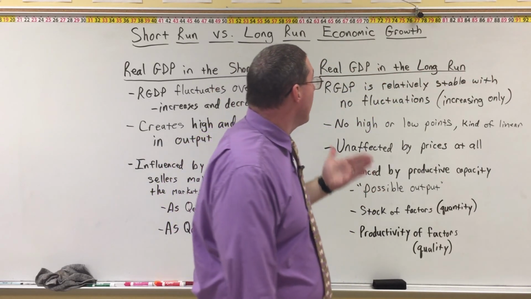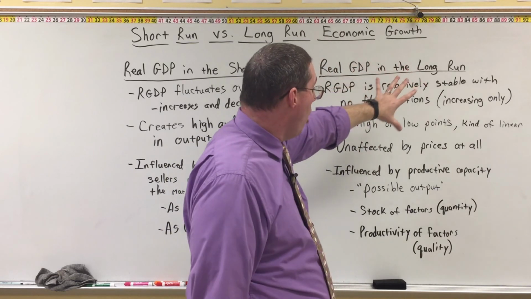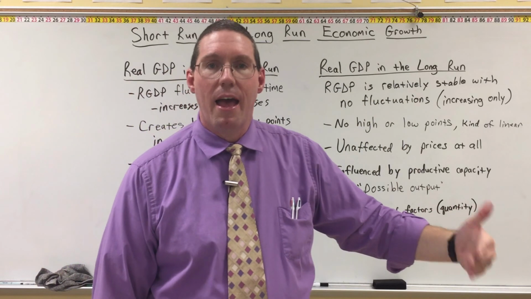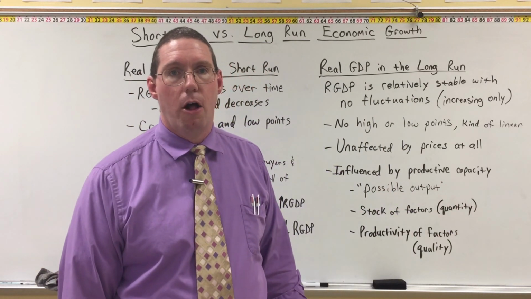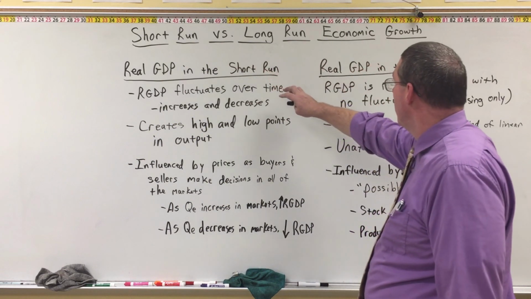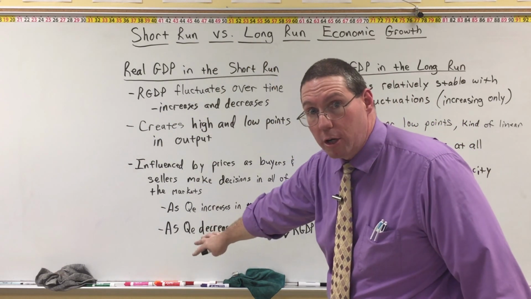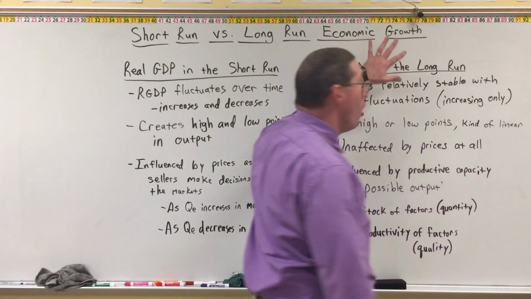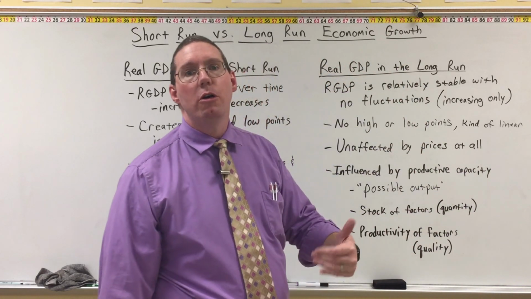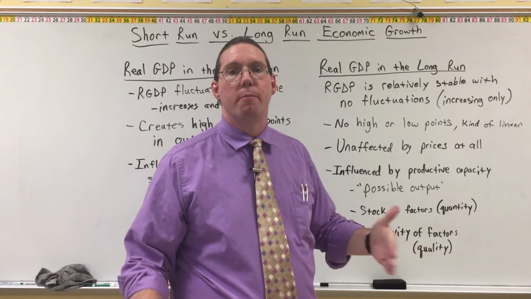And so what we find is that real GDP in the long run tends to only increase, it does it slowly, and it's unaffected by price at all. And now that we understand the difference between real GDP in the short run, which is actual production, and real GDP in the long run, which is possible production, we can now look at graphs of the two of them together.